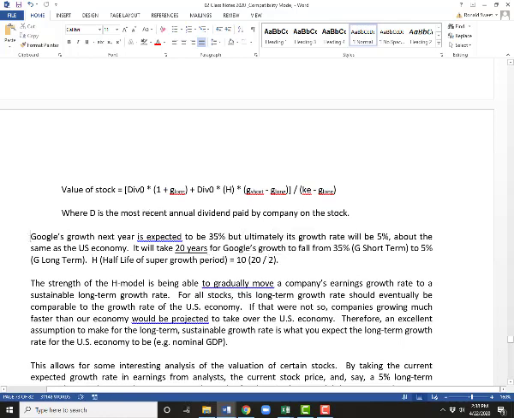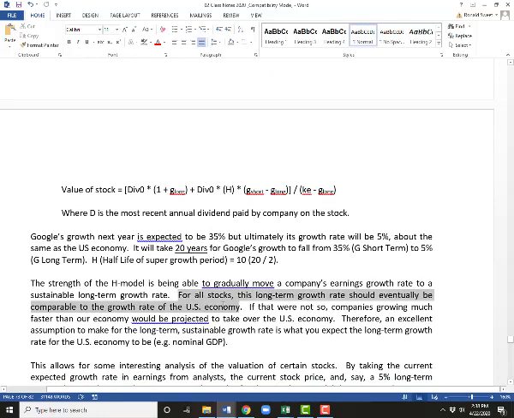Now, unfortunately, Google doesn't pay dividends, so you'd have to use a different model. That's why sometimes I use my third model, because it doesn't require the firm to pay dividends. The firms I'm going to give you for the Excel applications all pay dividends. So I like the fact that this gradually moves the short-term growth rate down to the long-term growth rate.